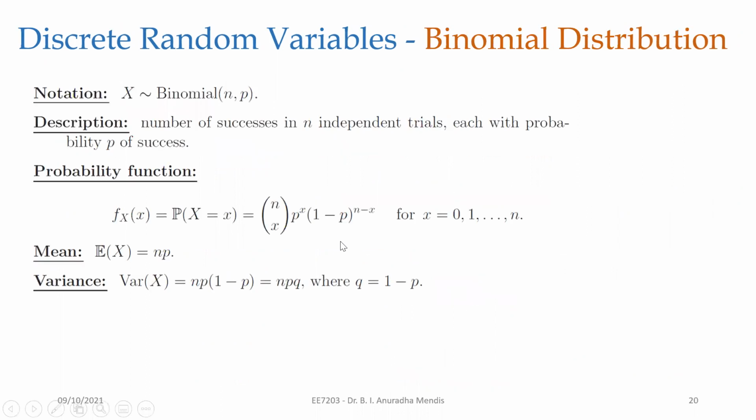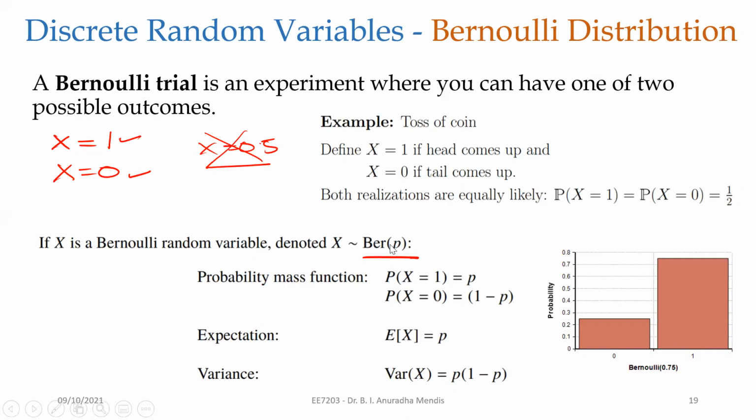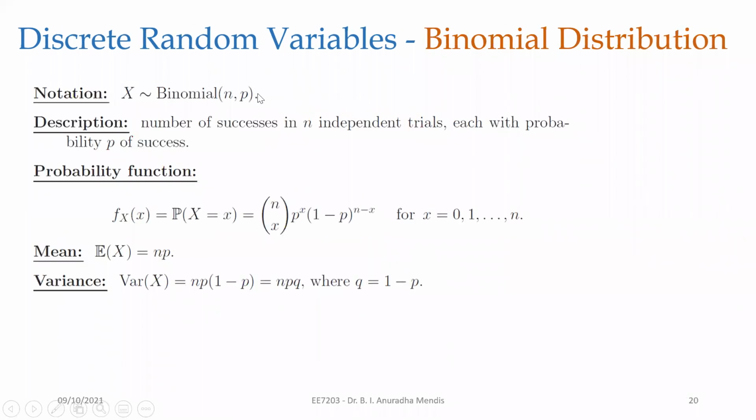Now this is another discrete random variable. Here also you can see the random variable has a discrete value. Now in Bernoulli you have only the parameter p, but in binomial distribution you have parameter p and also parameter n. From this description you will understand very clearly: the number of successes. Look very carefully: the number of successes in n independent trials, each with probability p of success.